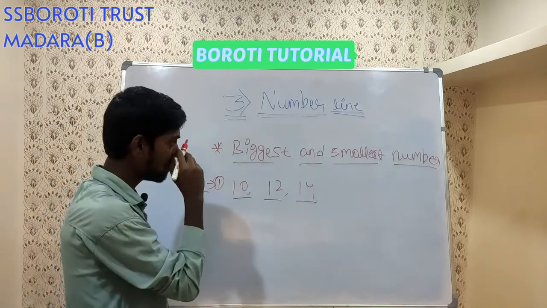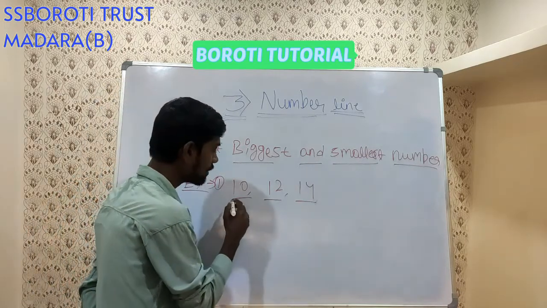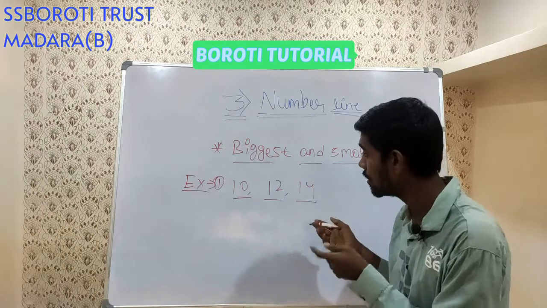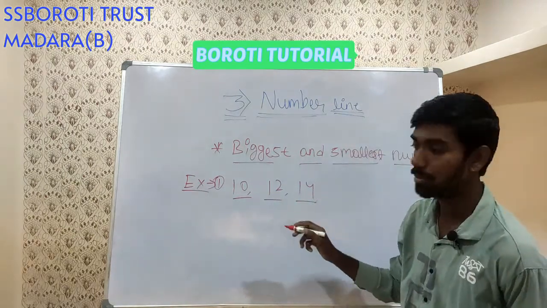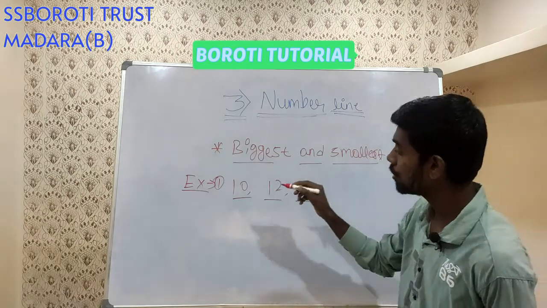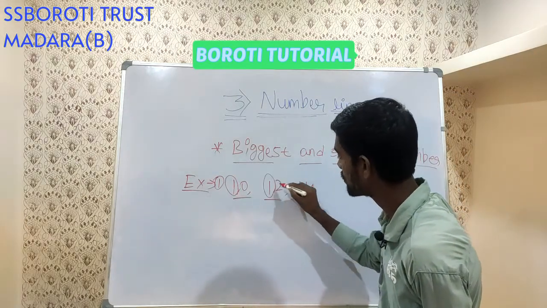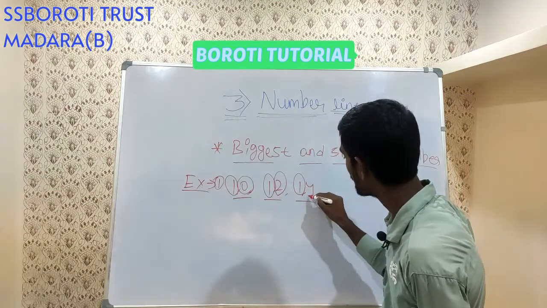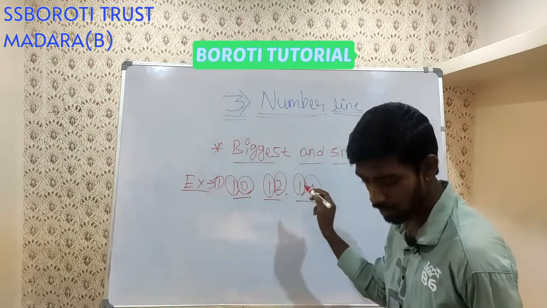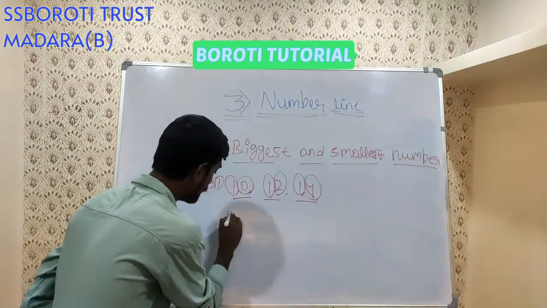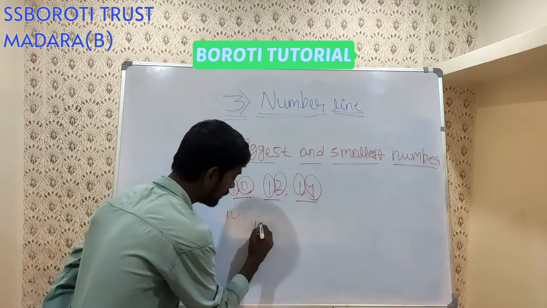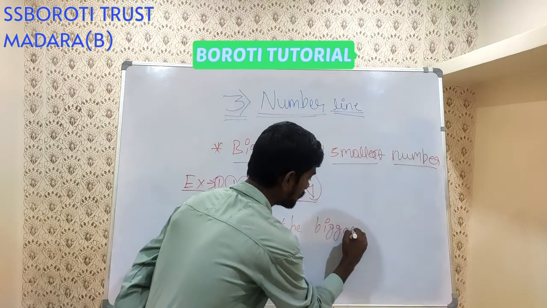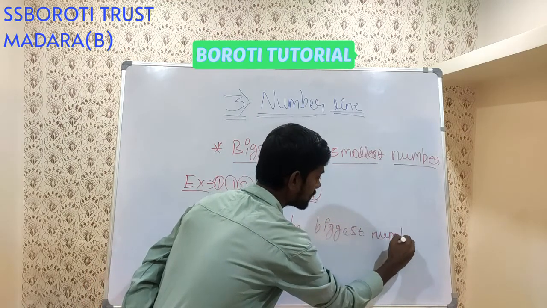Now, while finding the biggest number, we have to find how many digits are there in each given number. All have 2 digits. That's why we go for the tens place, because it is the highest place. But in the tens place all are the same. Next we go for the units place, where 4 is bigger than these two. Therefore, 14 is the biggest number.